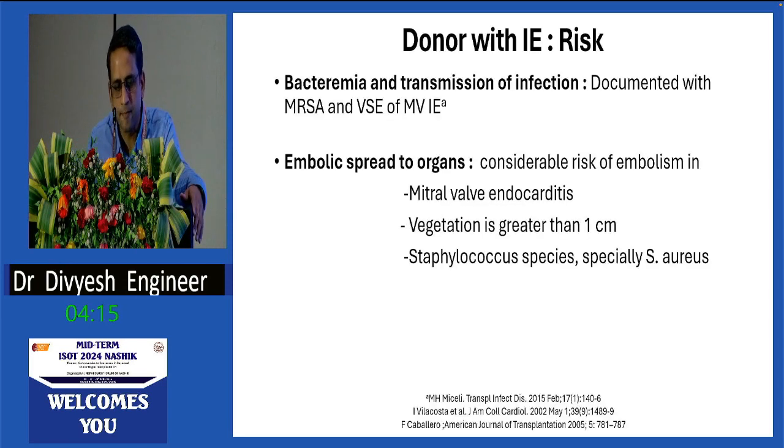Coming to endocarditis, there is a definite risk of endocarditis transmission to the recipient if the donor has endocarditis. It is very well documented when there is mitral valve endocarditis with MRSA and enterococci. The risk of dissemination of such organisms to the recipient is highest if there is mitral valve endocarditis, if the vegetation size is more than 1 centimeter and the organism is like Staphylococcus aureus, particularly MRSA. So in such a scenario, the risk of bacteremia dissemination and transmission of infection to the recipient is quite high.